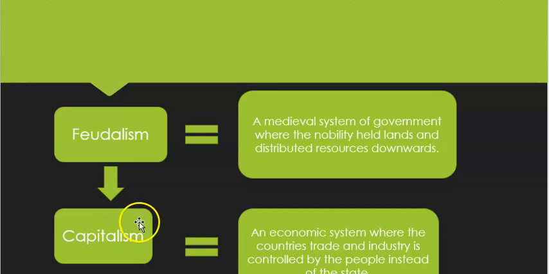Capitalism is a much more modern system. It's an economic system where the state does not control this, but the people do. Individual people own the resources and own the means of production for trade. So that shift is helped along by the Colombian Exchange. If you need this slide, I'm going to go ahead and leave it up for a few seconds. Pause it, please. And let's move on.